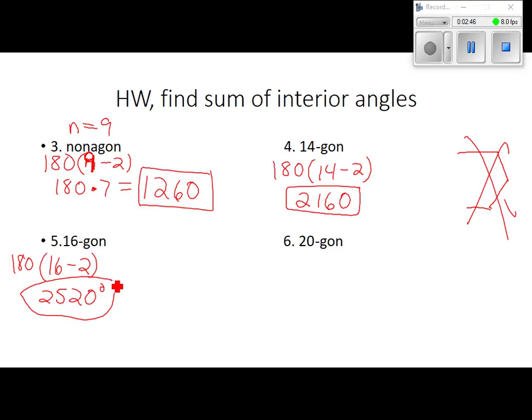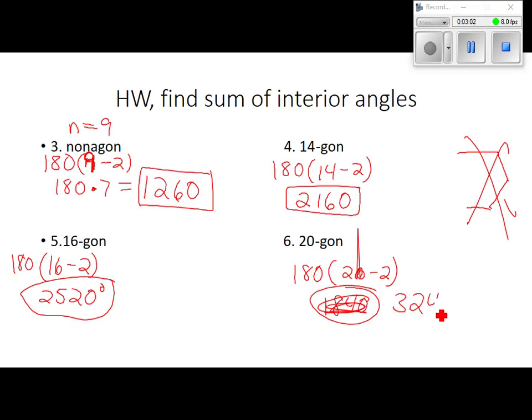180 times what? 18 equals 3,240. 20 minus 2. Oh, good, you did your homework from last time. 3,240. Does everybody agree with that? Yes.